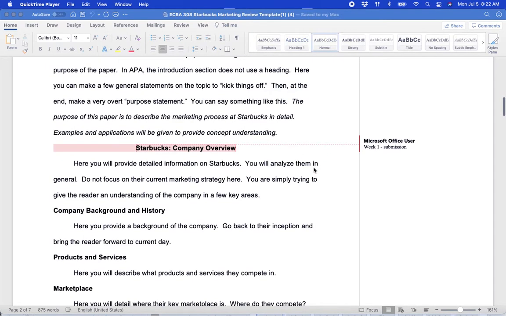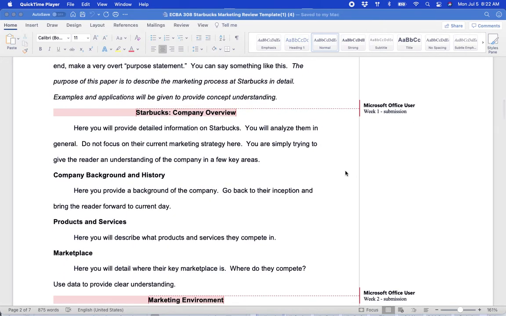Now, here in week one, all you had to do was to do a company overview. Now, I say all you had to do, but this is really important because it sets the foundation for the paper. All right, so this all gives the reader some facts and figures and not generalities. Too many of you in your paper this week had just general statements here, like Starbucks is big. Well, how big are they? How many billion dollars in sales do they have?